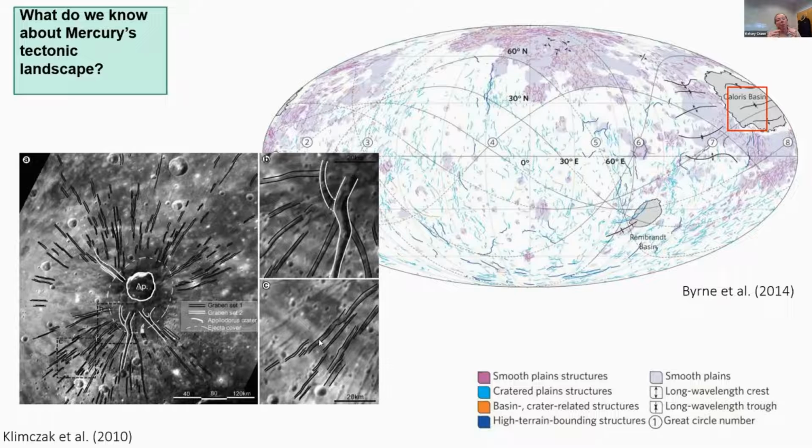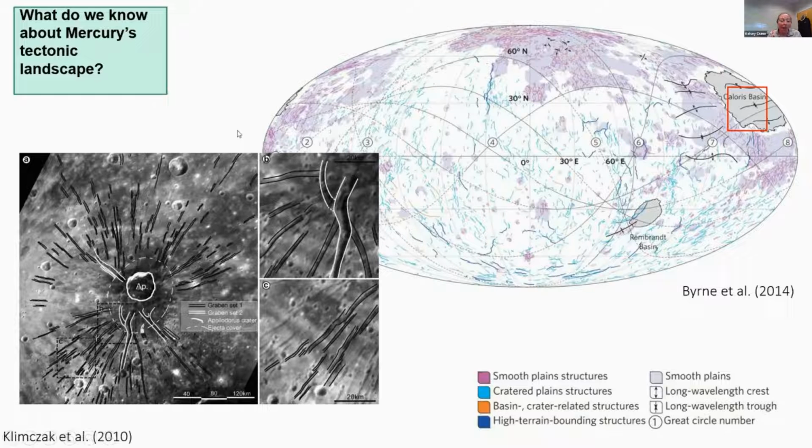If you have uplift in the center of a basin, like that's happened here with Caloris, that also can contribute to extension as that uplift is happening and cracking radially. The hard part here, and the reason why normal faults are still worth investigating, is if I were looking at this picture, this is Apollodorus crater, which is right in the middle of this ring graben system, and it's also right in the middle of the Caloris basin.